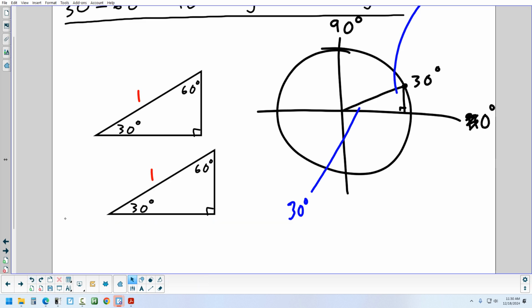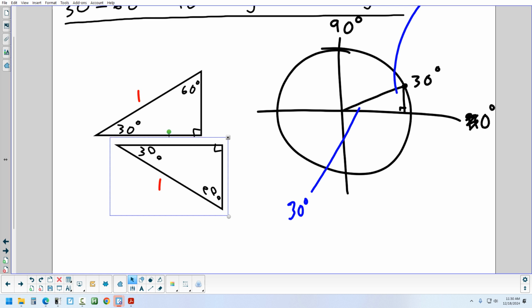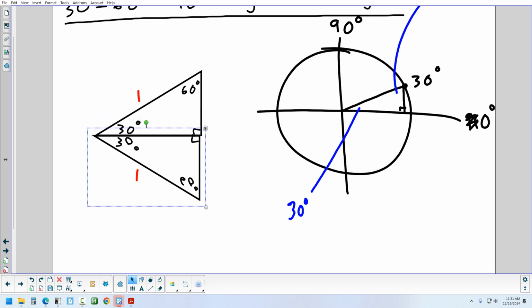Any other thoughts? What we could do? Reflect it over the y-axis. So that's an up-down reflection? No, the x-axis. No, I would do the y-axis. I would do it like that. And then put that one on the bottom of it. Like that? Yes. Okay.